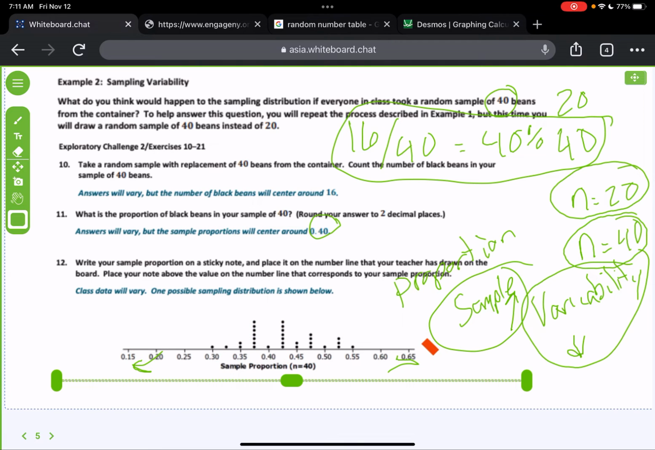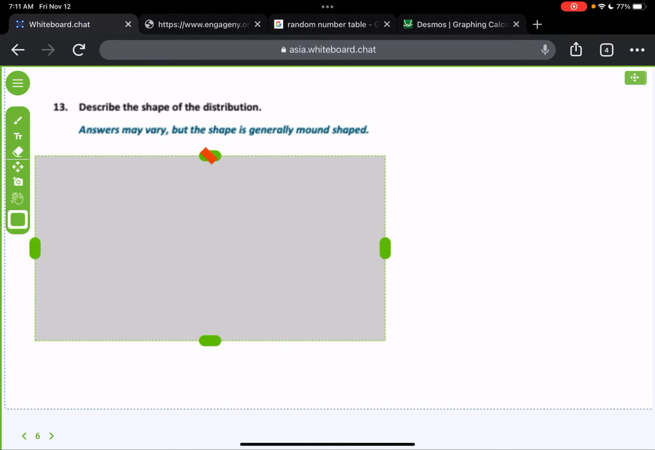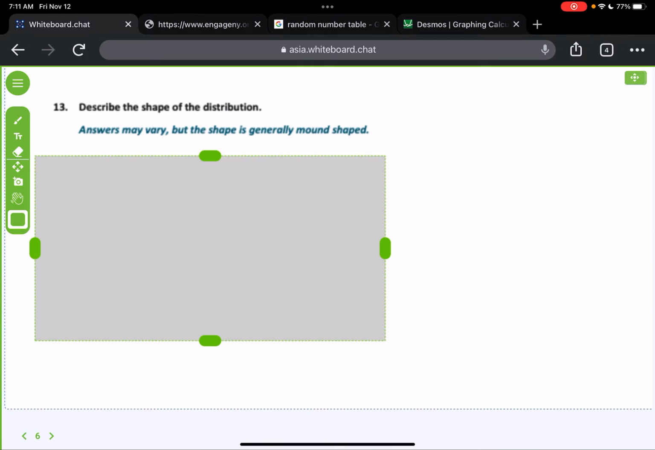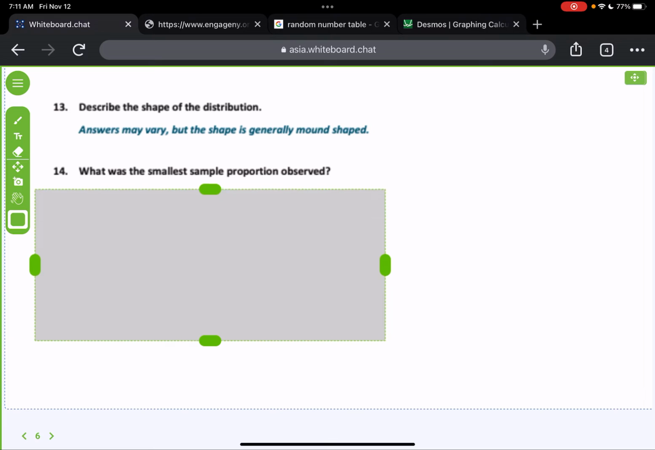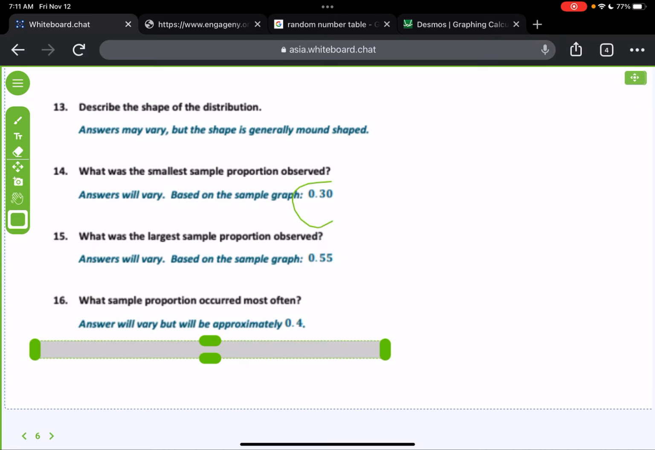Now let's go to page 6. It says describe the distribution. Well, it's still going to be mound shaped. The distribution was still mound shaped, but the tails over here are a lot smaller. Now it asks what is the smallest sample proportion, what is the largest, and which one occurred the most? Here, the last time the smallest was 0.15. Here it's 0.55. The last time the largest was 0.65.